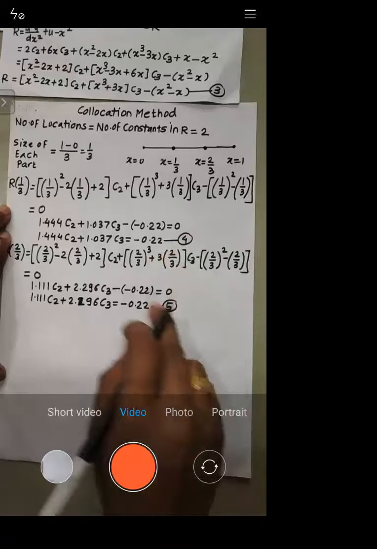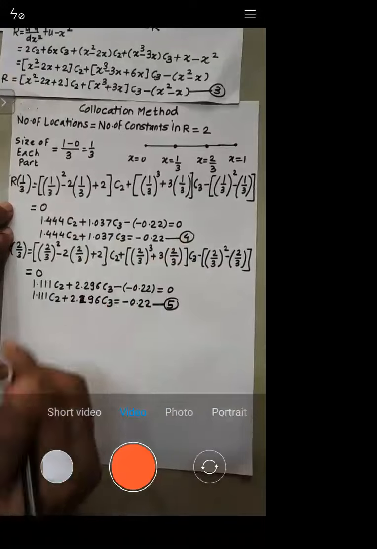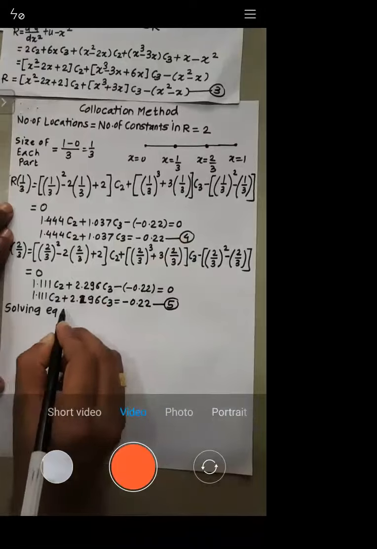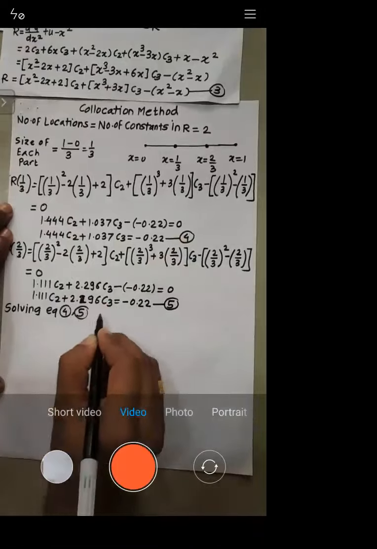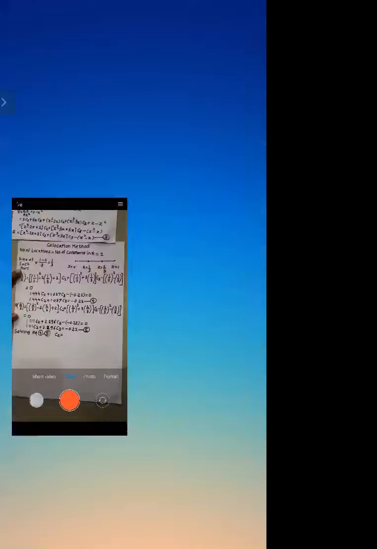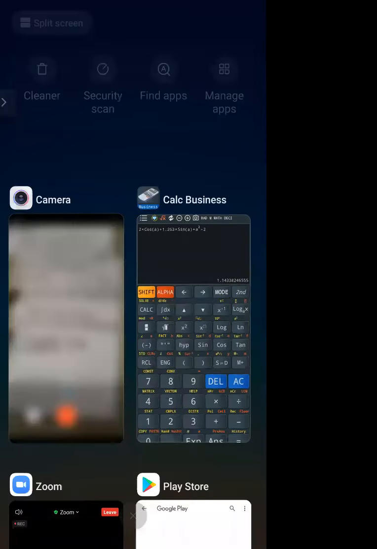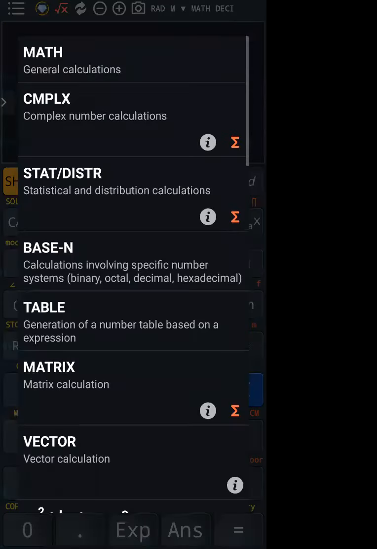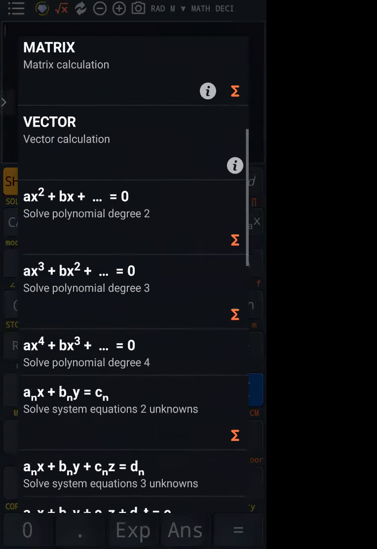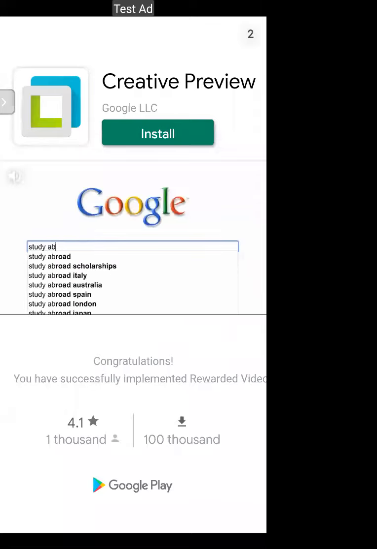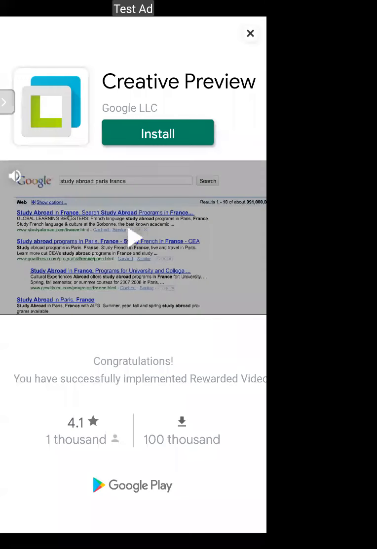You have equation 4 and 5 in terms of C2 and C3. So just solve it and get the value of C2 and C3. All of you know how to solve this one, right? If you are unable to get it, see here, solve the system of equations with two unknowns, right? You can go here and put these values. See, it will immediately solve.